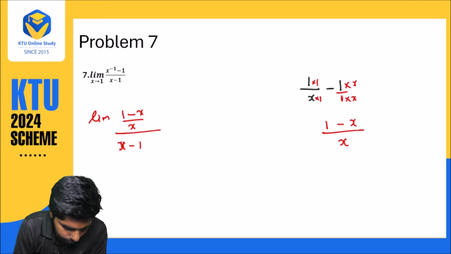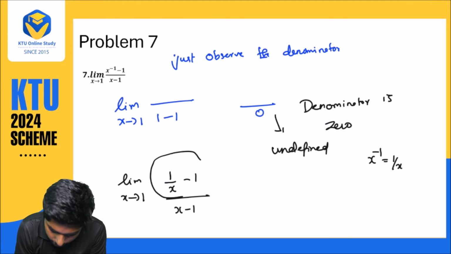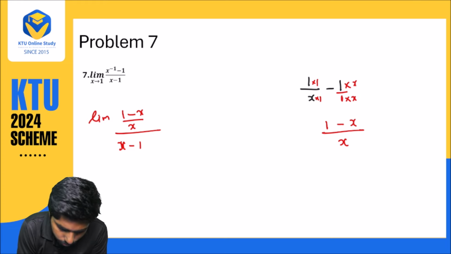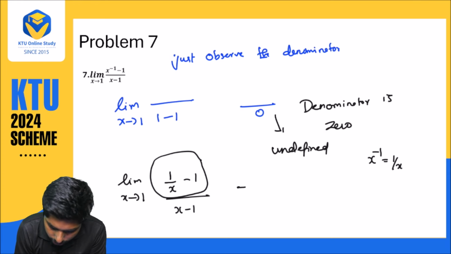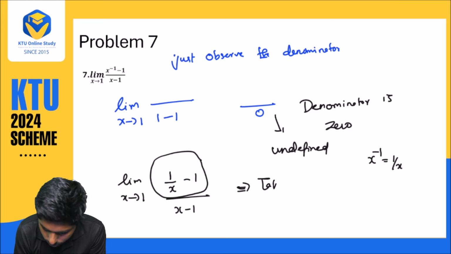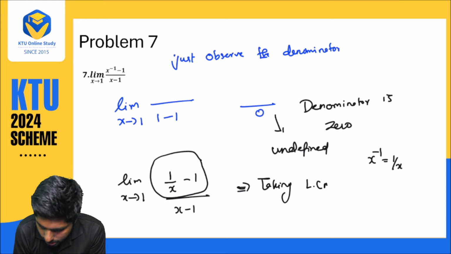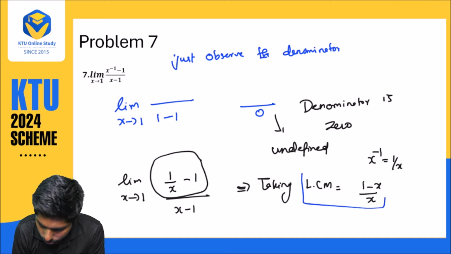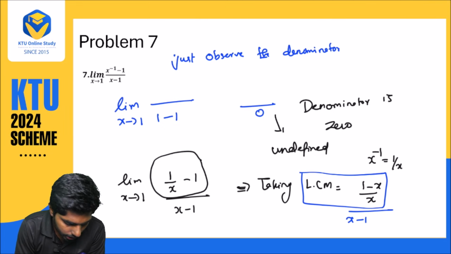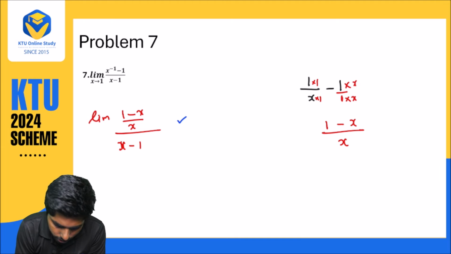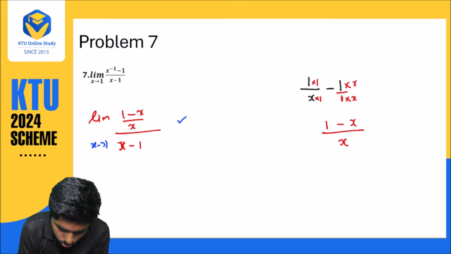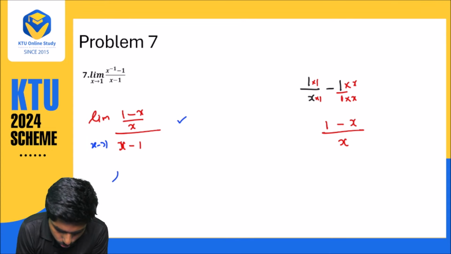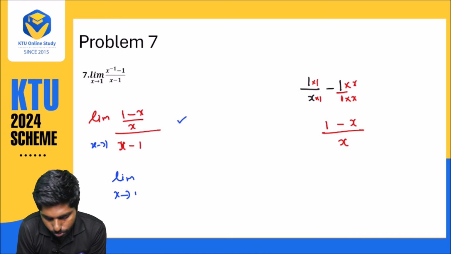So this is the LCM. When you are taking the LCM, we will be getting 1 minus x divided by x. So this is our LCM value divided by this value, that is x minus 1. This is the way we are getting the required answer. Okay. Now x approaches 1. So now what can we do? The limit as x approaches 1.